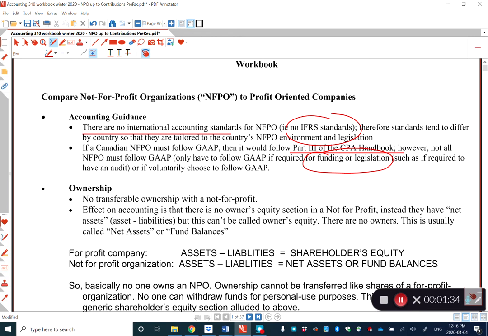So Part 1 of the CPA handbook, if you were unaware, is International Financial Reporting Standards. Part 2 is Accounting Standards for Private Enterprises, or ASPE. IFRS or ASPE. And then Part 3, at long last, is the guidelines for accounting for not-for-profit organizations. Now, these organizations could voluntarily choose to follow GAAP, but oftentimes they're under no requirement to do so.